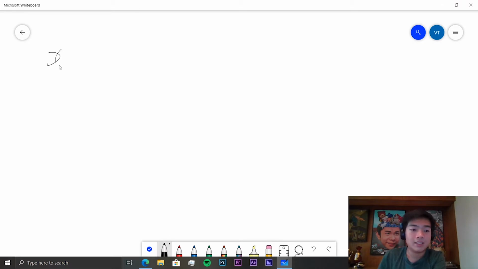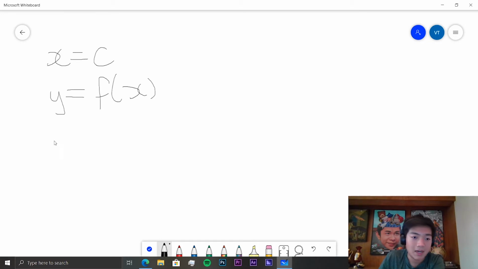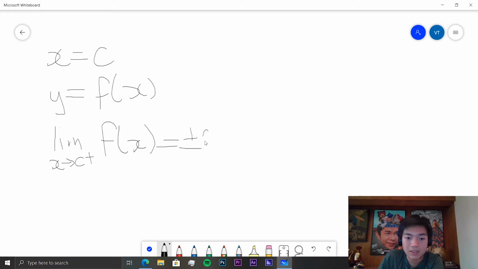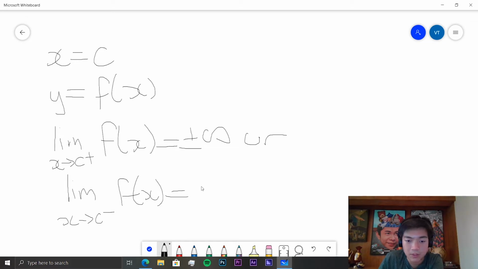So the line x equals some constant c is an asymptote of a graph of the function y equals f of x if either the limit as x tends to c from the positive side of f of x is equal to plus or minus infinity, or the limit as x tends to c from the negative side is equal to plus or minus infinity.